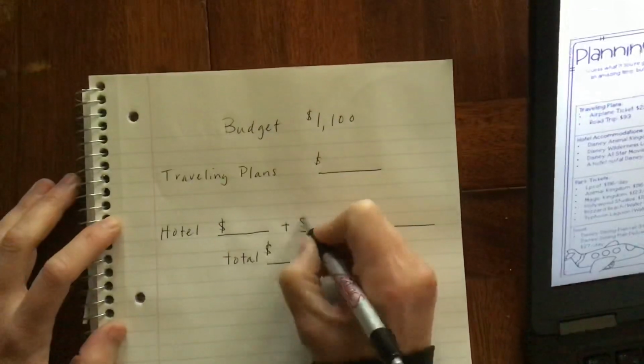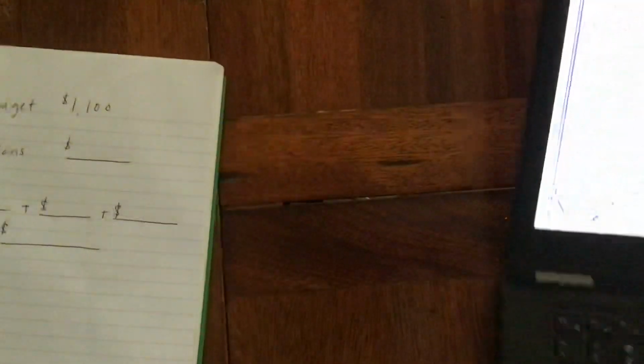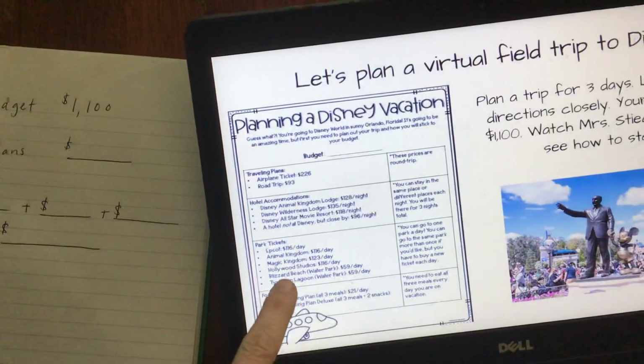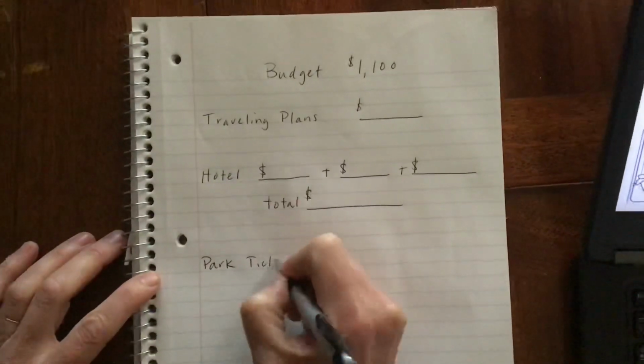Put my dollar sign there. Okay. All right. So then let's go to the park tickets. Let me go back to my notebook. Park tickets. Let's look at the directions on this one.